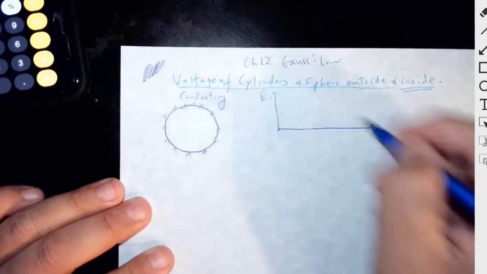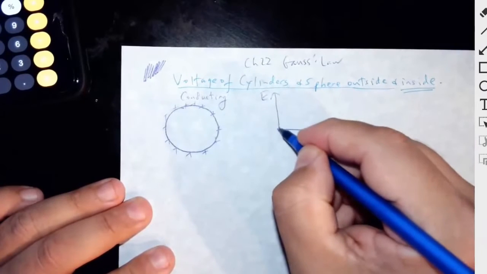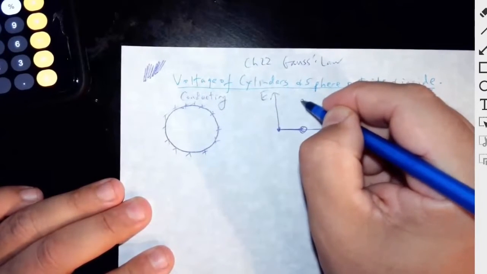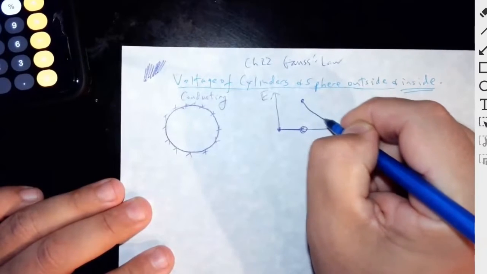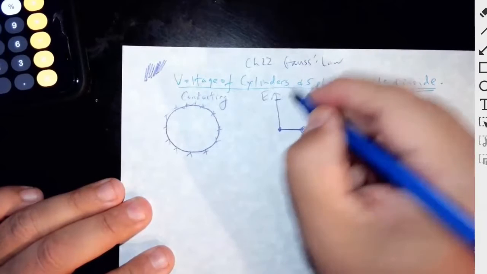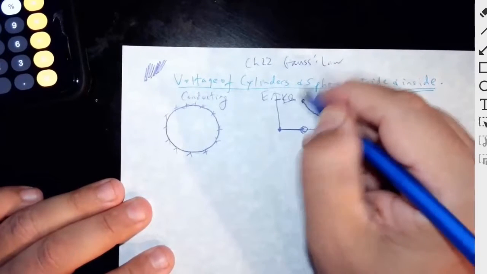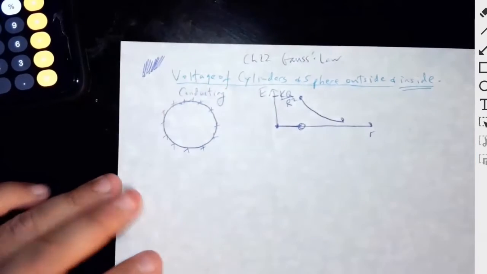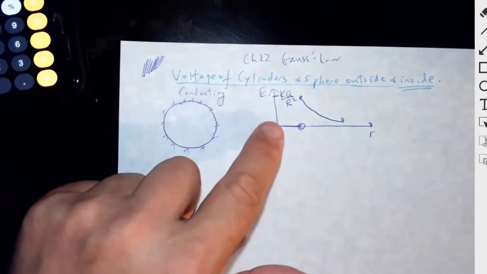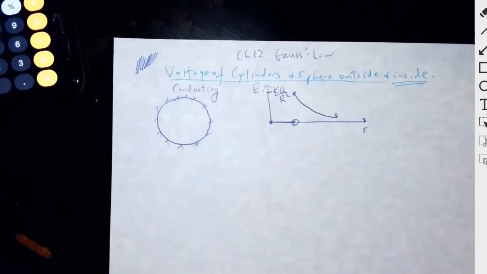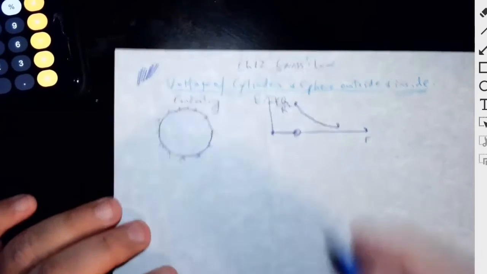So the graph looks like this: 0 with an open hole, and then here it drops like this, and at the surface it's kq over r squared. So that's the graph of the electric field of a conducting sphere. So what would the graph of its voltage look like?